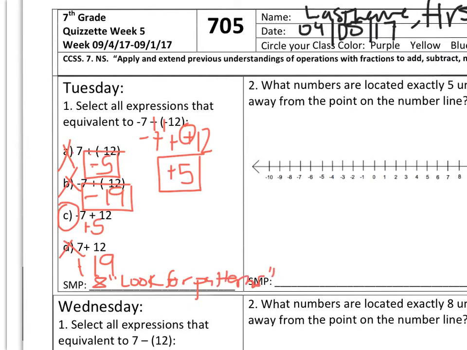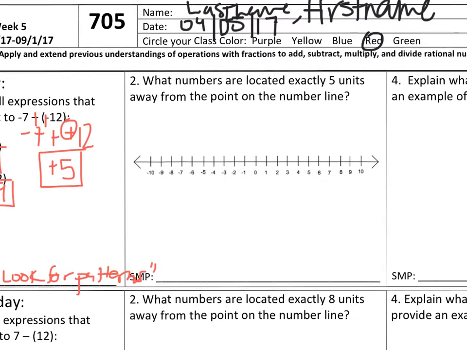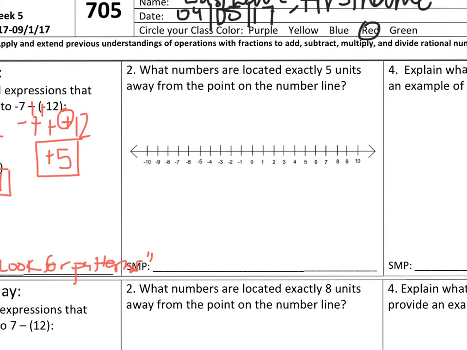Okay, now let's go on to number 2. So number 2, for each day, it says what numbers are located exactly 5 units away from the point on the number line. But if you look at the number line, there's no point. So I'm going to give you all the points for all the days. So please follow along closely.